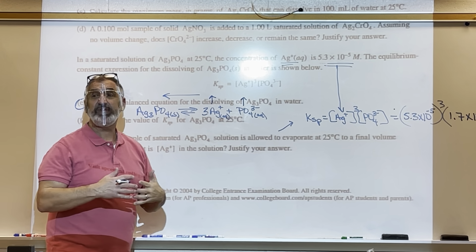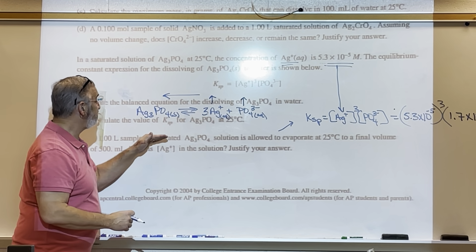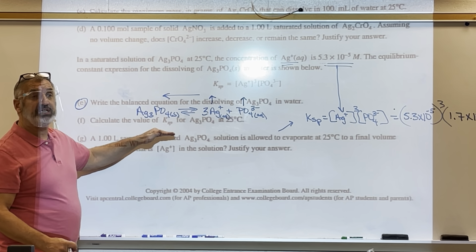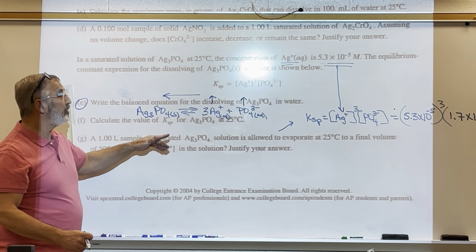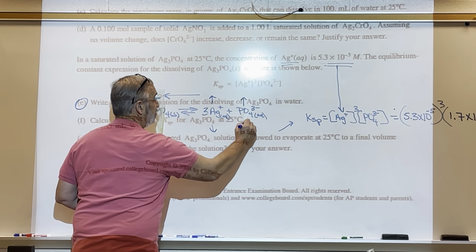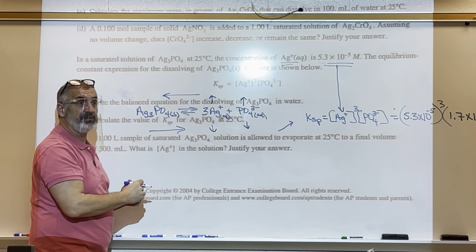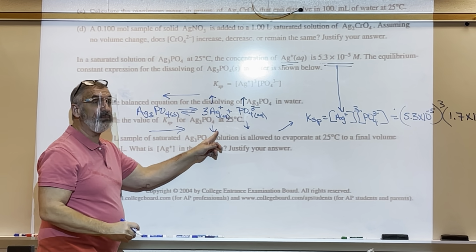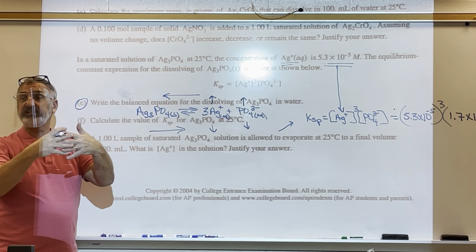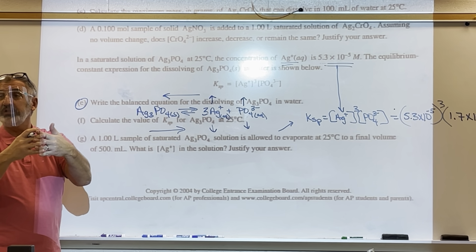The exact same thing would happen in reverse if we went from 500 milliliters to a liter. If I dilute it, these are going to go down. So the reaction is then going to have to shift to the right to make these come back up until they get back to the concentration they were before, which is saturated.